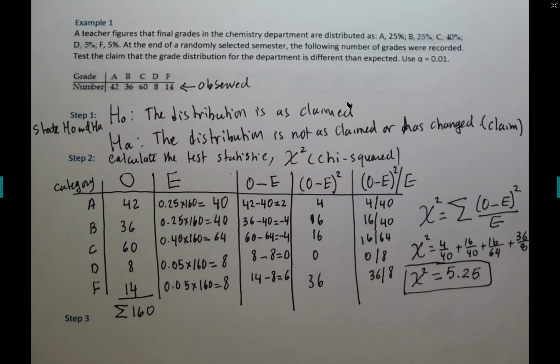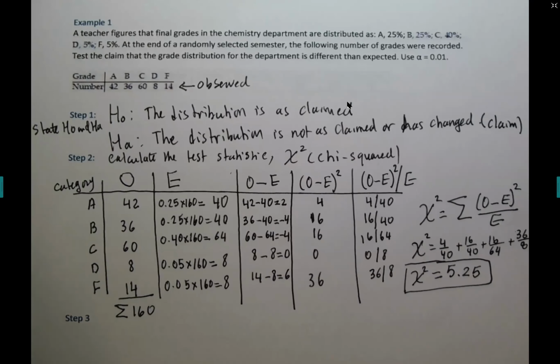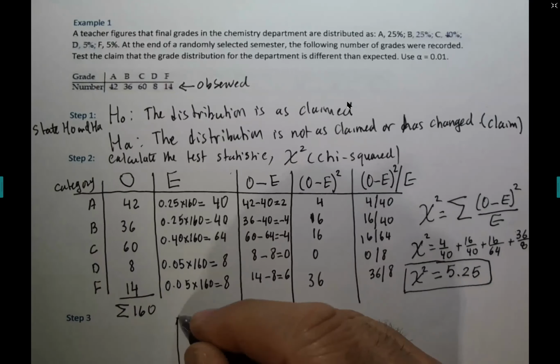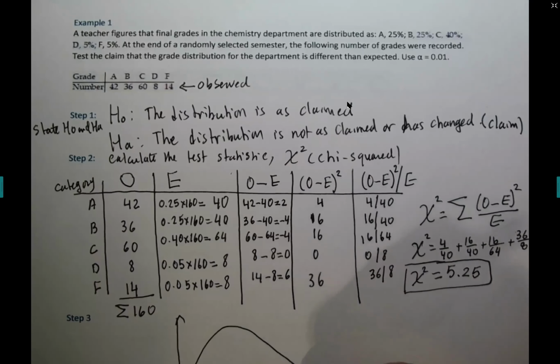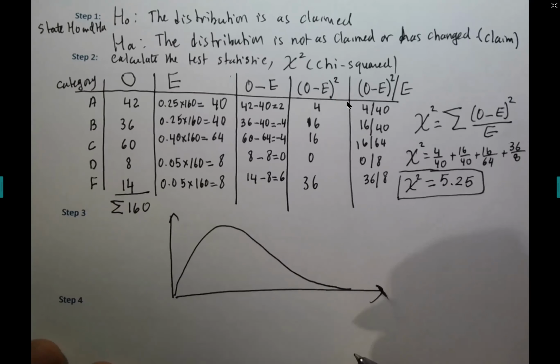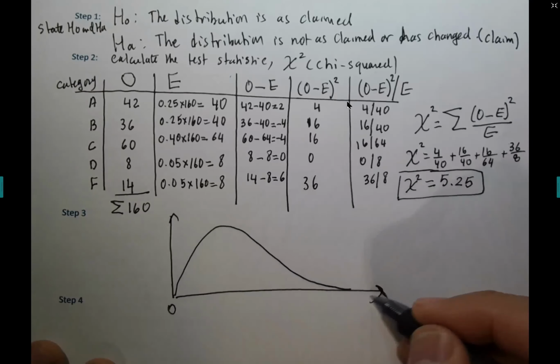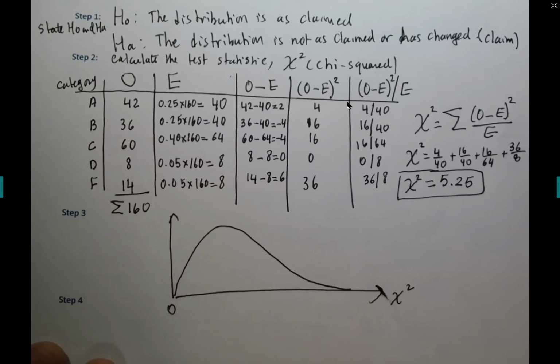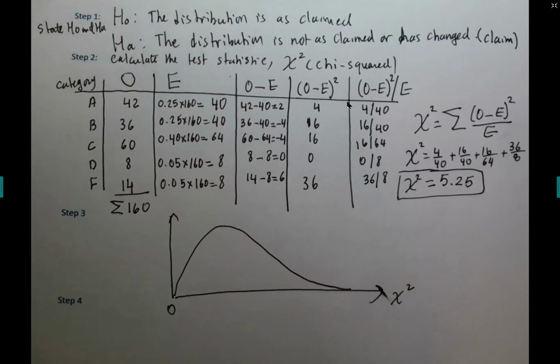All right. Step number 3, which is, if you're doing it by hand, the critical value approach. Let me show you how to do this. You draw the curve. You draw a right skewed curve right there. You put the 0 there. You put the chi-square curve there. And then he says he wants alpha to be 0.01.